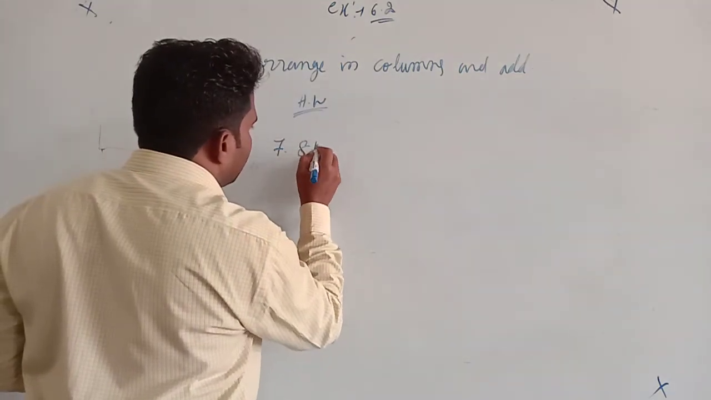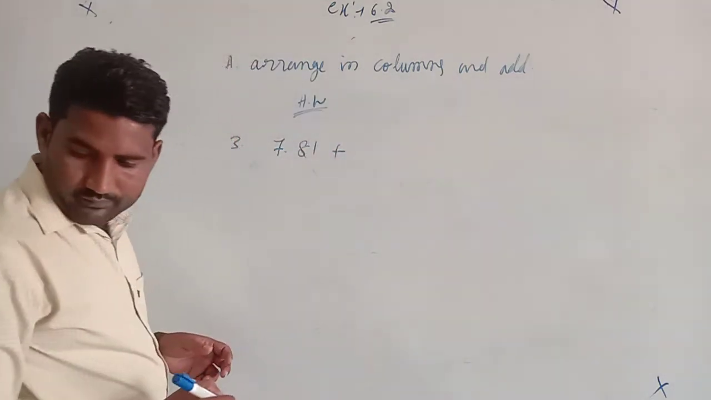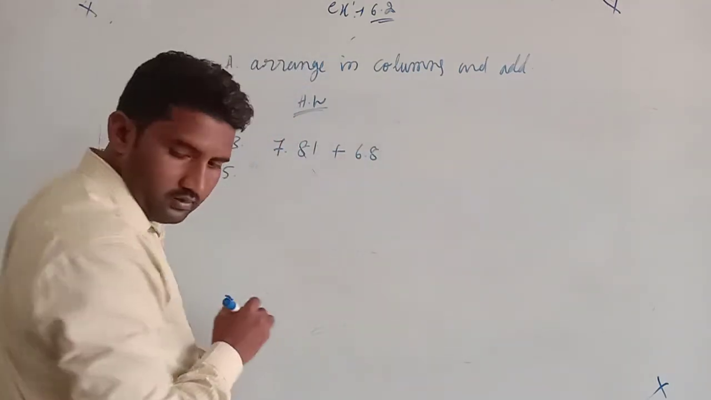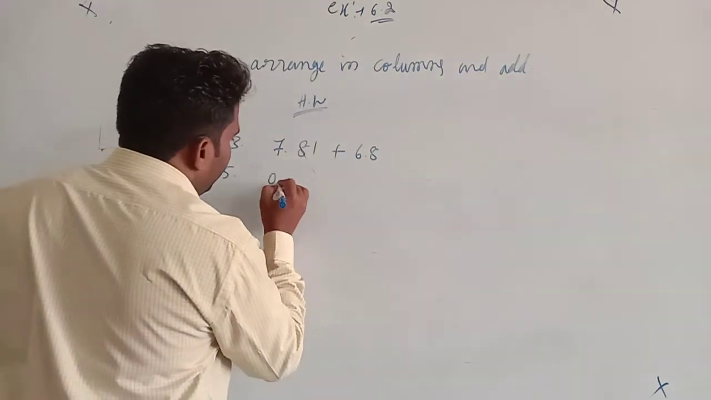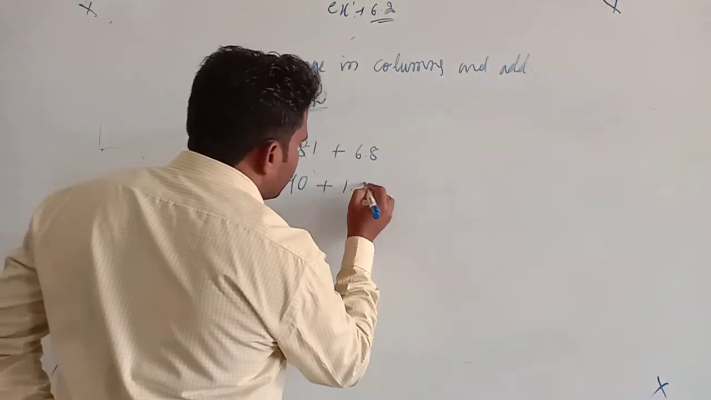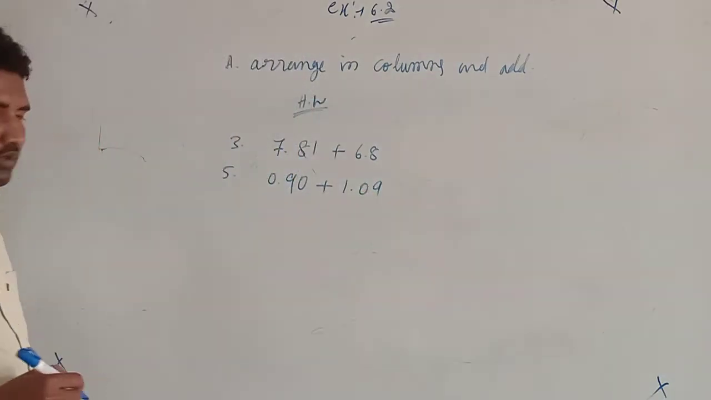The third one is 7.81 plus 6.8, and the fifth one is 0.90 plus 1.09. These two are for homework.